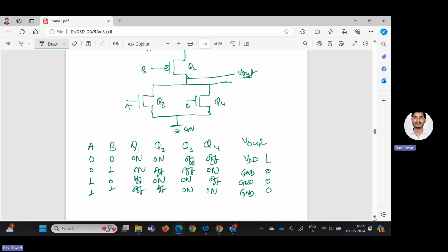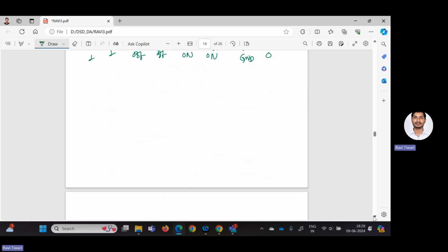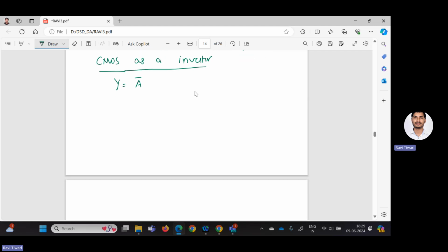Now, if we simply connect PMOS at the top and NMOS, it will work as an inverter. Let's see CMOS as an inverter. How we can use CMOS as an inverter? So as for the inverter, I can write down Y is equal to A bar, correct? Okay. So as you know that at the top, we have to draw the circuit by using the PMOS. So I am drawing it by the PMOS like this. This is PMOS. And I am giving A here.